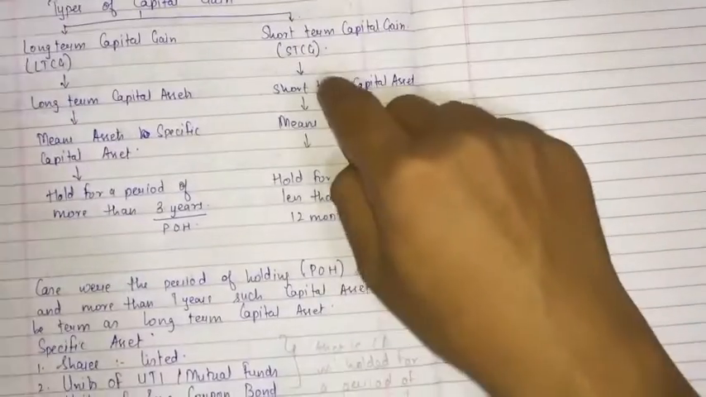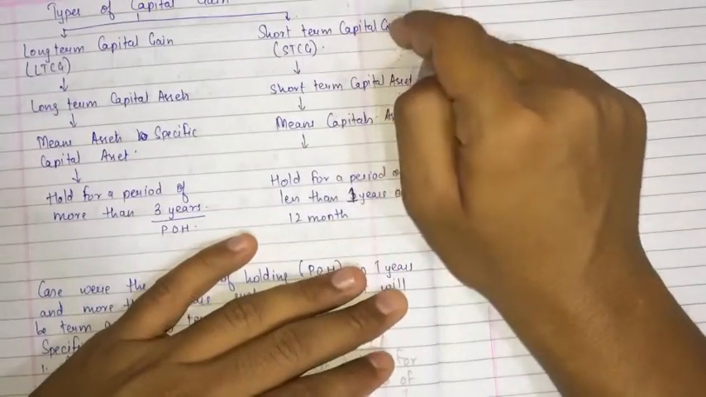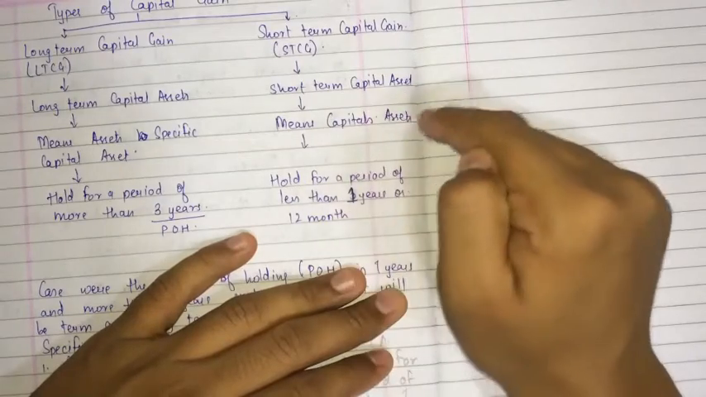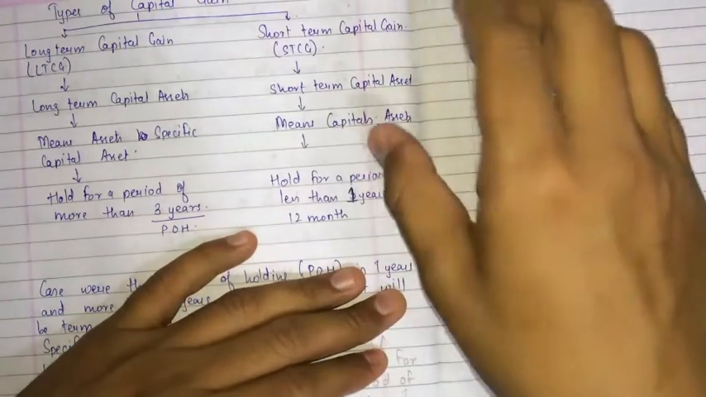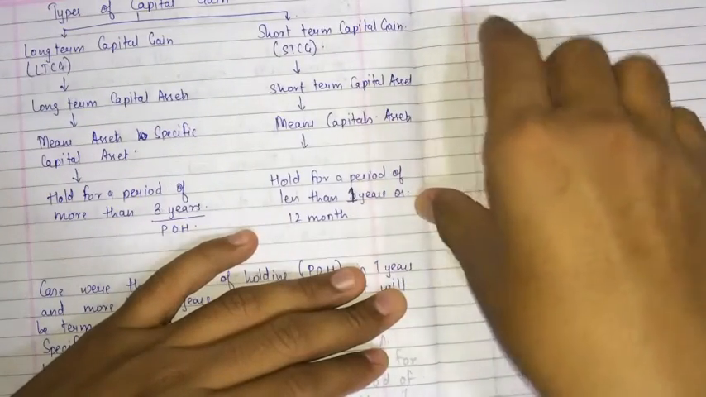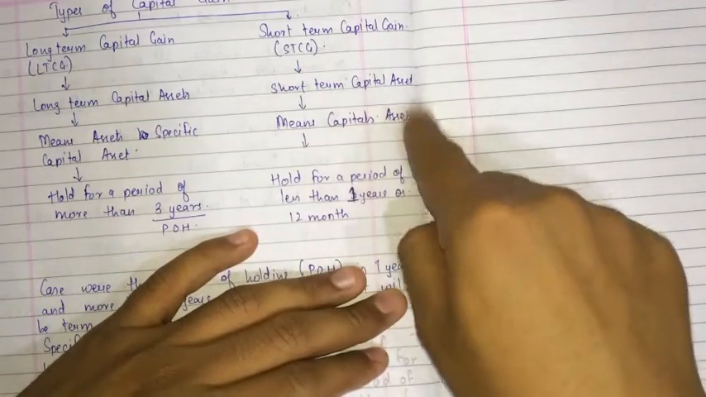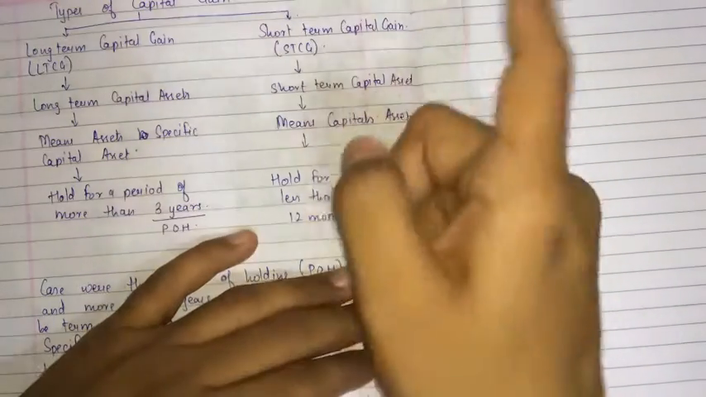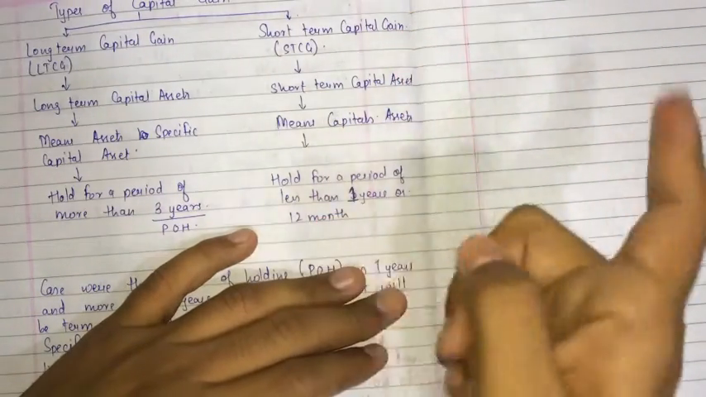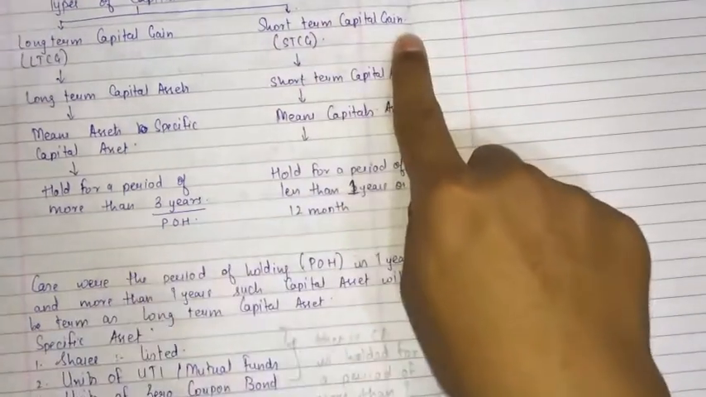Similarly, in short-term capital gain, short-term capital asset means capital asset which are held for a period of 1 year or equal to 12 months will be termed as short-term capital asset, and on sale of such capital asset, the gain earned from the capital asset will be termed as short-term capital gain.